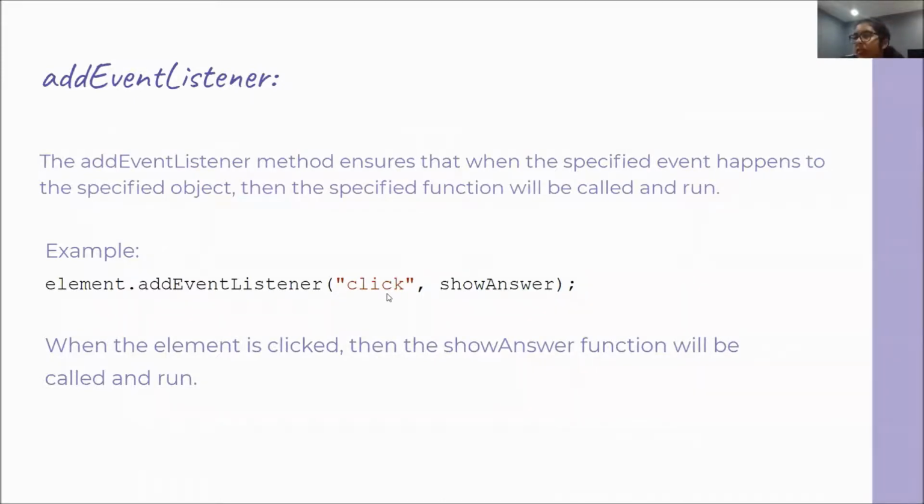So what this does is it's going to wait. This whole line is just going to wait until that element is clicked. Until you click that, it's not going to do anything. But once the user clicks this element, then it's going to go and run this function. This is the name of a function. And it's going to run it once that element is clicked.